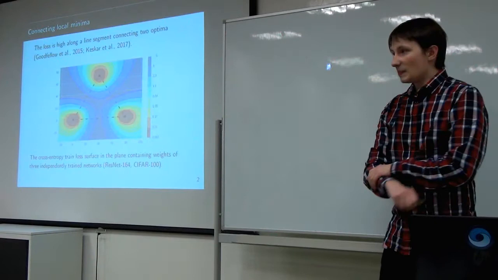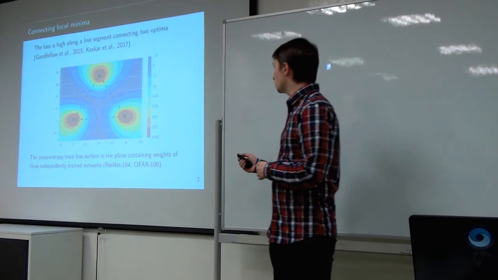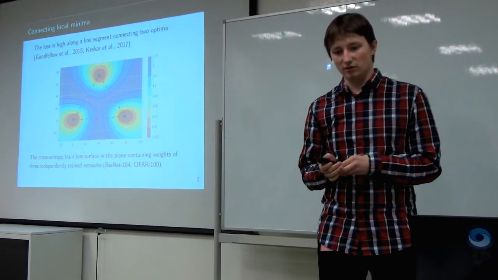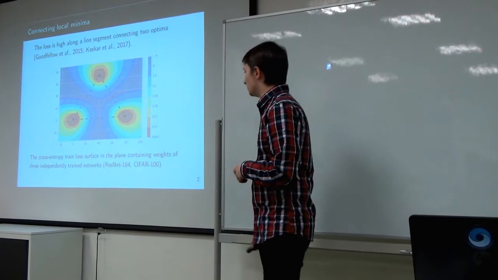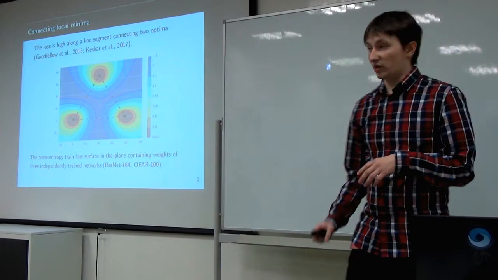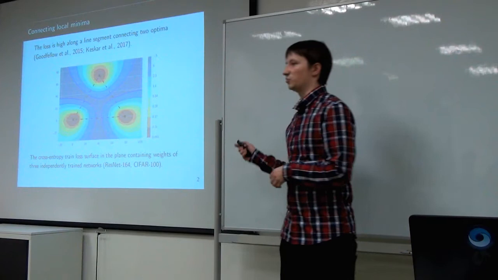Let's take a look at this visualization. To obtain this visualization, we did the following. We took three independently trained networks. By this, I mean that we took three random initializations, ran the training procedure from these initializations, and represented the obtained networks as points in the weight space. After that, we spanned a plane through these three points and drew the loss surface in this plane.